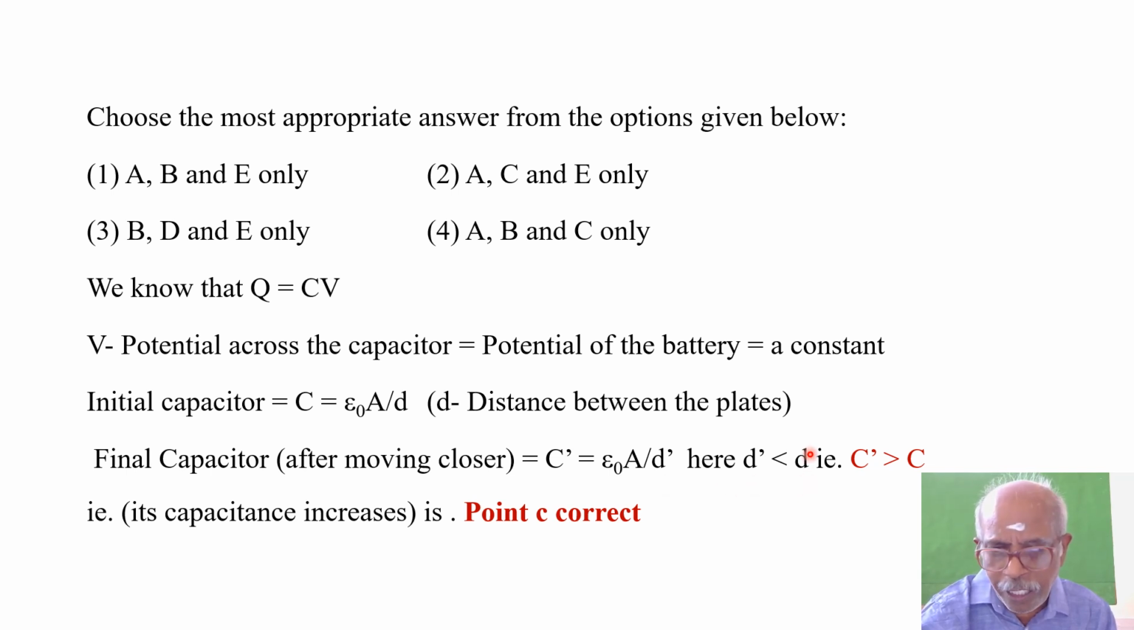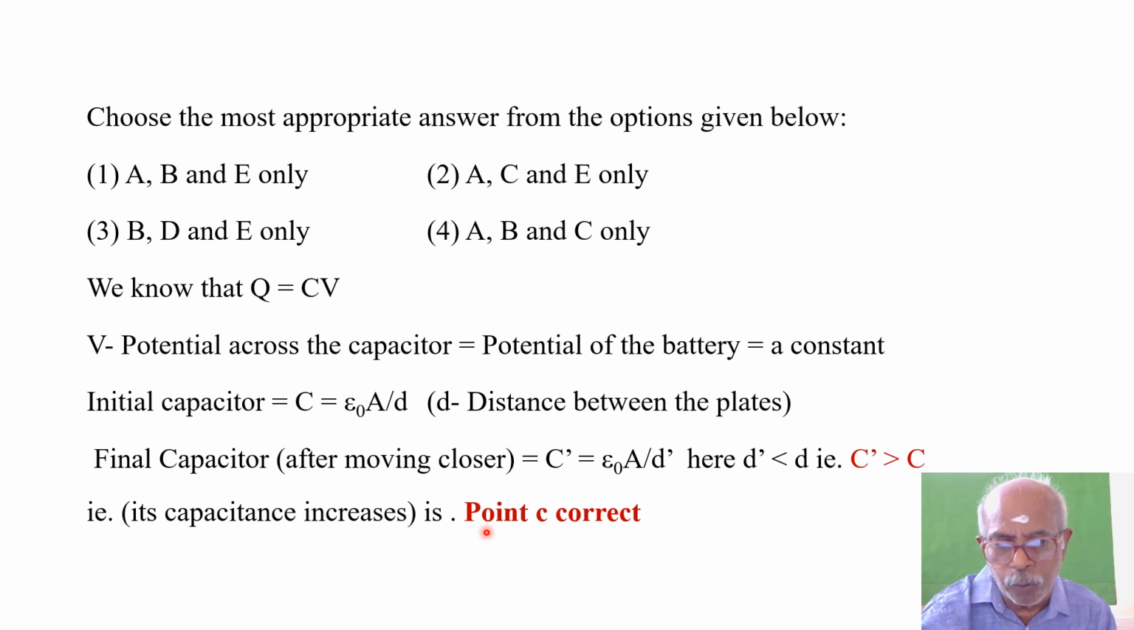Why, sir? Because the plates are moved closer. So the distance between them becomes lesser. So D dash is lesser than D. It means what? C dash is greater than C. It means what? Its capacitance increases. According to point C, your capacitance increases. It means what? Point C is correct. Okay? Then what about the other part? Sorry, A, B, sir.